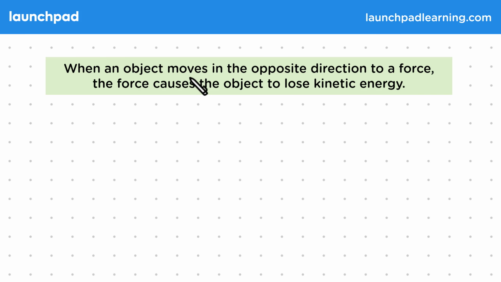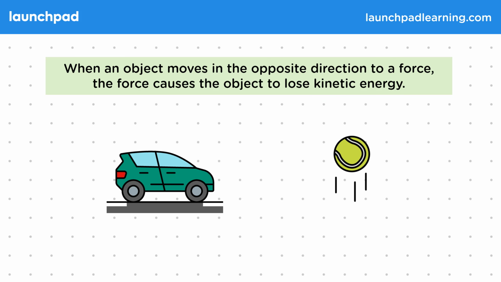Well, when an object moves in the opposite direction to a force, the force causes the object to lose kinetic energy. So you might also see this referred to as an object doing work against a force. Let's look at two more examples, both of which involve objects that already have kinetic energy.